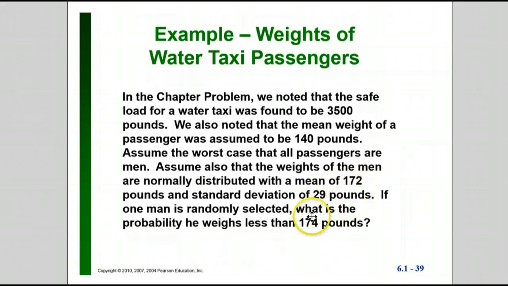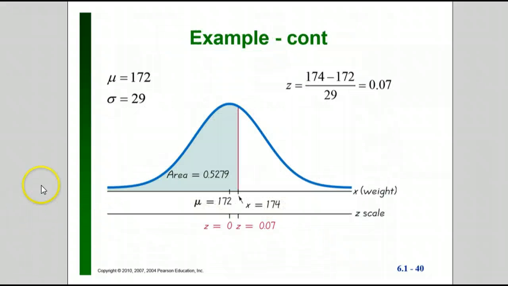So what we're going to do is take that 174 and convert it to its z-score. 174 minus the mean of 172, divided by 29, is equal to 0.07. So this is the regular line representing our data, and we've taken that x of 174 and made it its corresponding number of standard deviations from the mean. So it's not even a tenth of a standard deviation from the mean.